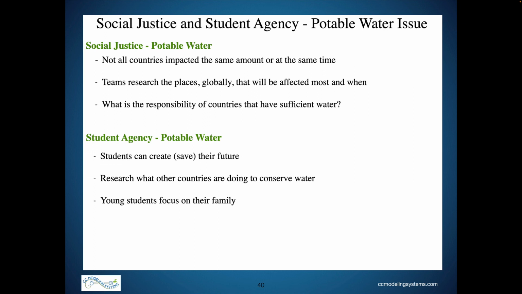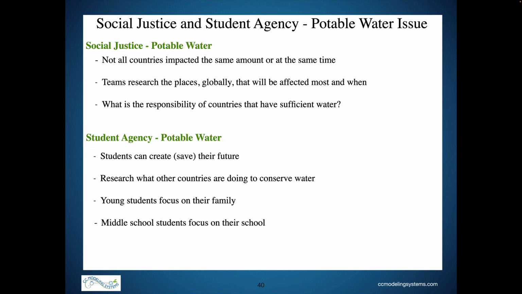Young students could focus on water conservation in their families, like taking shorter showers, not letting water run out of the faucet unnecessarily, talking to their parents about changing their lawn to incorporate more native plants so it requires less water, and or having the family eat less beef and drink less soda and beer.